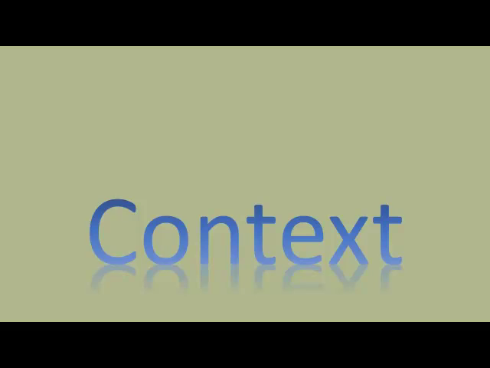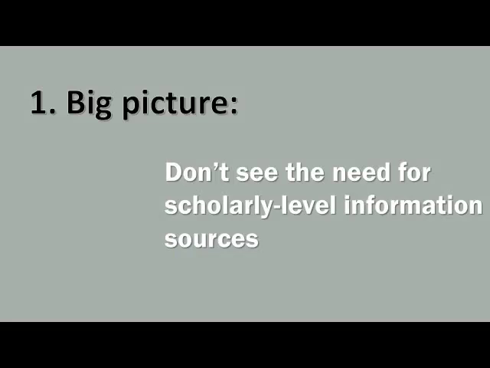Researchers at Project Information Literacy have noted that today's college students often seem to have a lower understanding of the context of college-level research, and they break down this context into 4 components. Big picture. Students struggle with the big picture in their research, not always seeing the need for academic-level information sources, or having the background knowledge necessary to understand these sources.